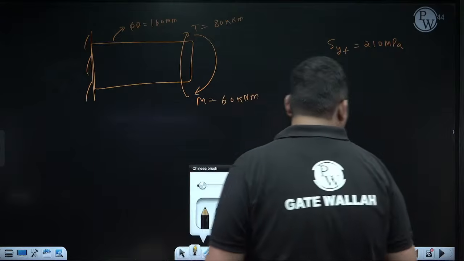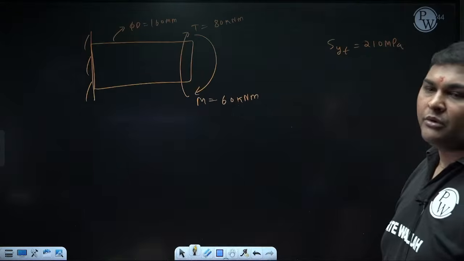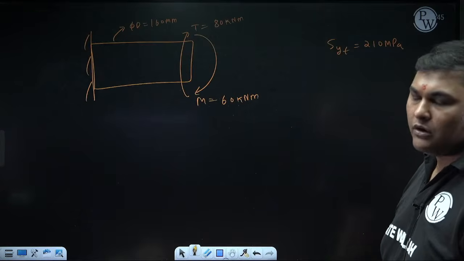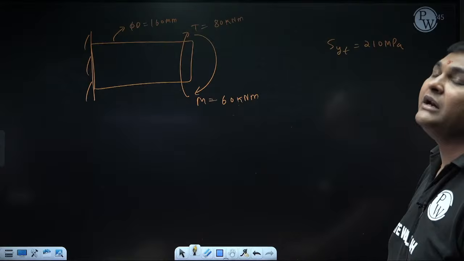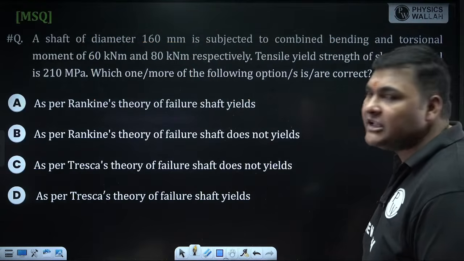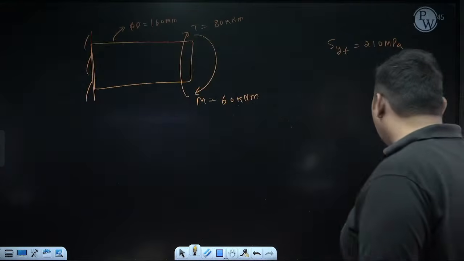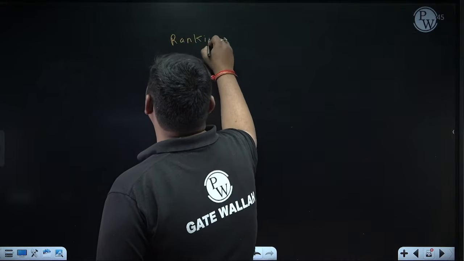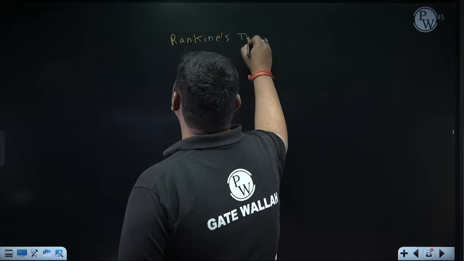But here the examiner is asking, it is not a question of design. The design is given. Now the design is safe or not, whether it is yielding or not yielding, as per Rankine's theory and second, as per Tresca's theory. So if we are first checking as per Rankine's theory, what is the criterion of failure?